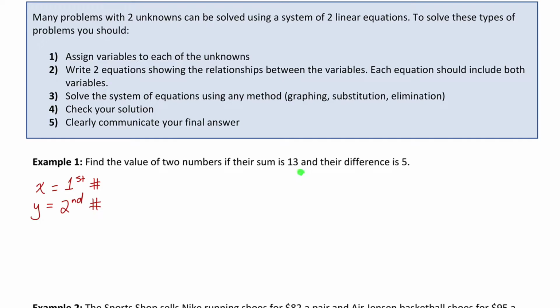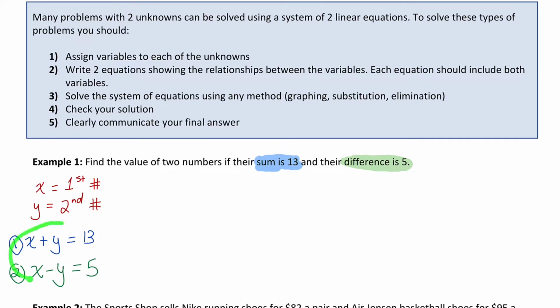Well, I know that their sum is supposed to be 13. So if I were to add the numbers, x plus y, it should equal 13. That's my first equation. And then I also know that their difference is supposed to be 5. So my second equation would be that x minus y should equal 5. And now that I have my 2 linear equations that involve the 2 unknown variables, I can solve the system of equations using any of these methods.